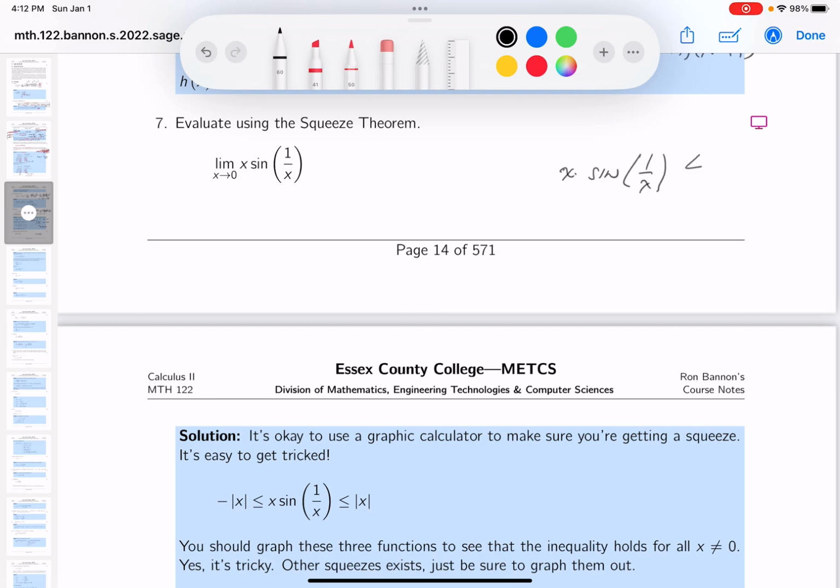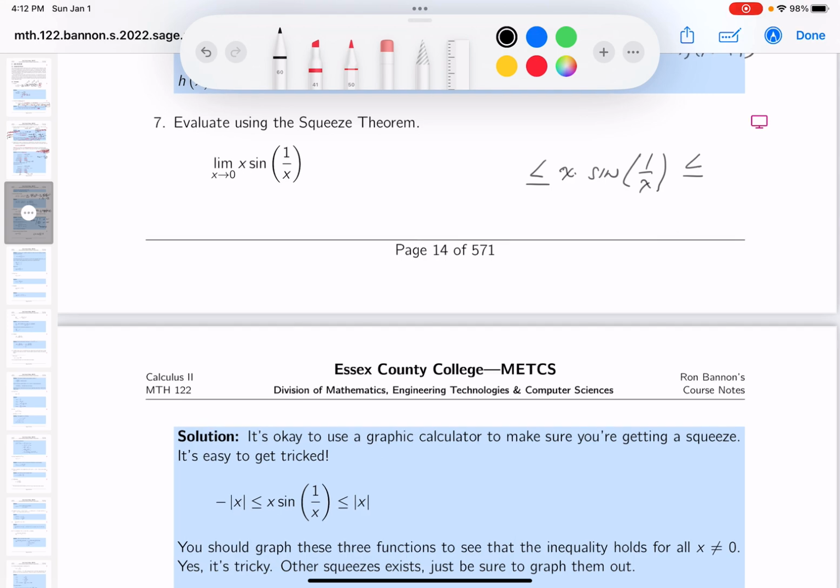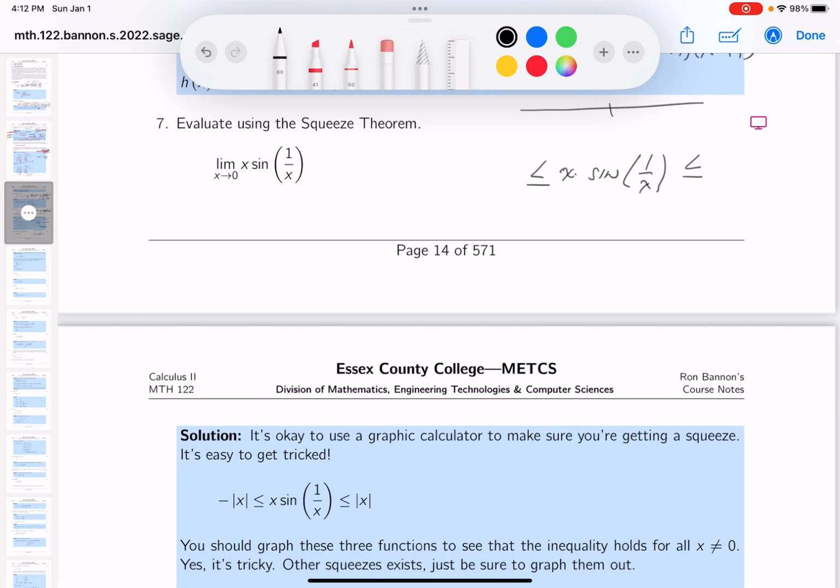And I'm looking for a squeeze that's defined on the interval containing the 0, but not exactly at 0. So it doesn't have to be at 0. But I want to get something to the left and the right that's going to be greater than it and less than it, and let's see if we can do that, all right?